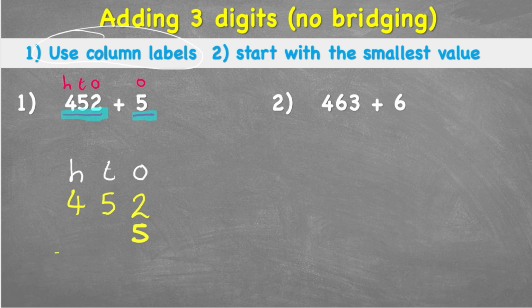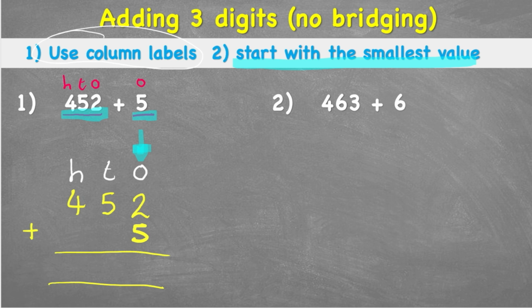Now I can put my equals line for my answers, put my addition sign to make sure I remember that I'm adding, and I can begin. Now I can look at my second instruction. It says start with the smallest value. So where's the smallest value here? Well, our smallest value is our ones. Ones are smaller than tens and are smaller than hundreds.